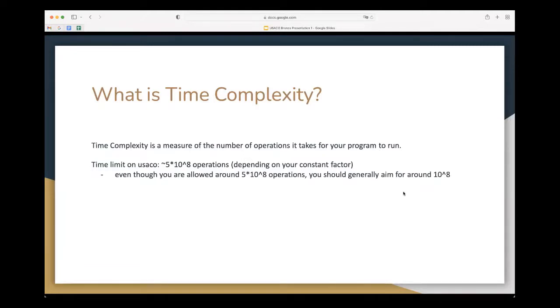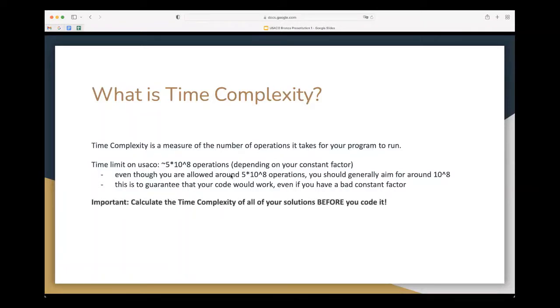This is because you want to make sure that your program will work even if it has a bad constant factor. If you aim for 5 × 10⁸, and you have a bad constant factor and there's no way to improve it, then your program's just going to fail and you're not going to have anything to do about it. So this is why you need to aim for around 10⁸, preferably as low as you can get it.